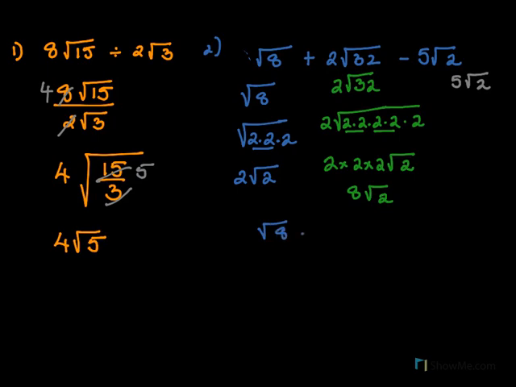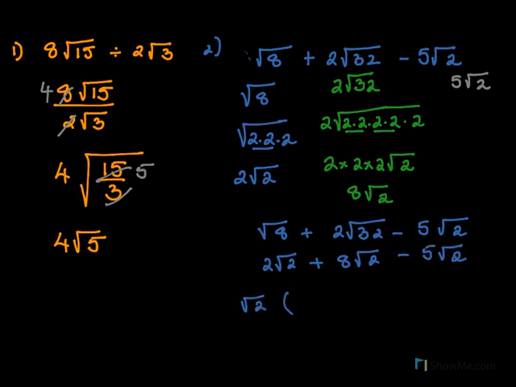So for under root 8 plus 2 under root 32 minus 5 under root 2. Here we write 2 under root 2. Here 8 under root 2 and 5 under root 2. We'll take under root 2 common out. 2 plus 8 minus 5. And this works out to be 5 under root 2.